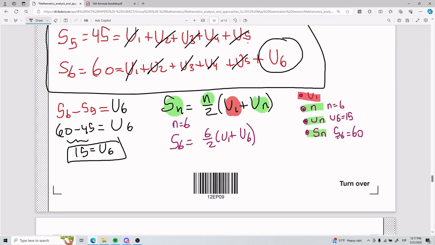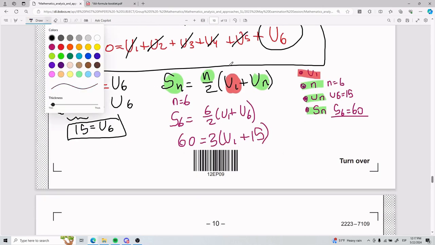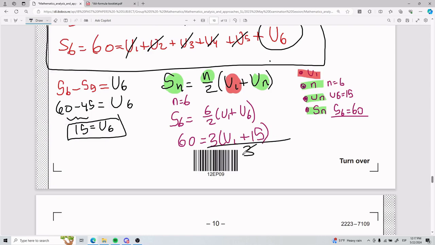And so what is S of 6? We said that S of 6 was 60. So 60 equals 6 divided by 2, which is 3, parentheses U1 plus U6, which is 15. And so from here, because it's all being multiplied, the 3 and the parentheses, you can divide by 3 on both sides. You end up with 20 equals U1 plus 15, minus 15, minus 15, and so U1 equals 5, okay?